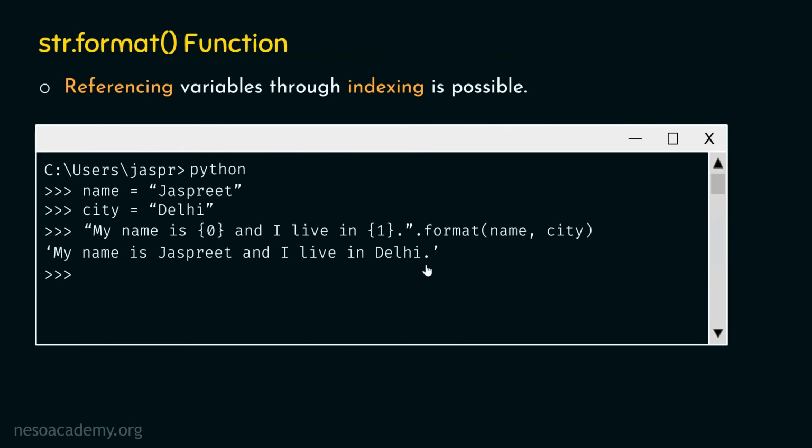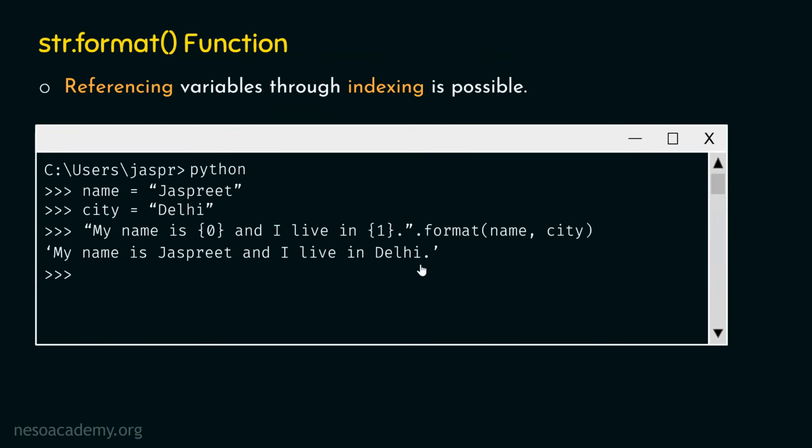We'll get the exact same string because this index is pointing to the name variable and hence the contents of this variable will be placed over here. Similarly, the contents of this variable will be placed over here. And in this way, we will get this string, my name is Jaspreet and I live in Delhi.